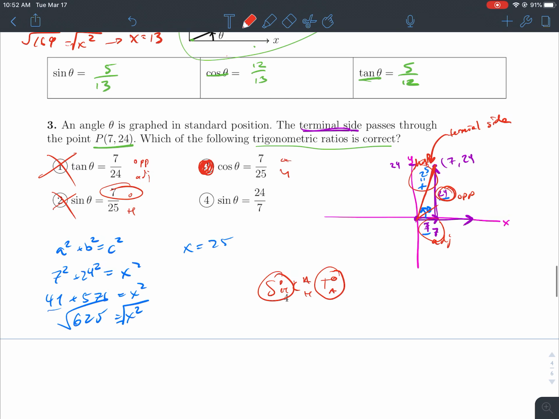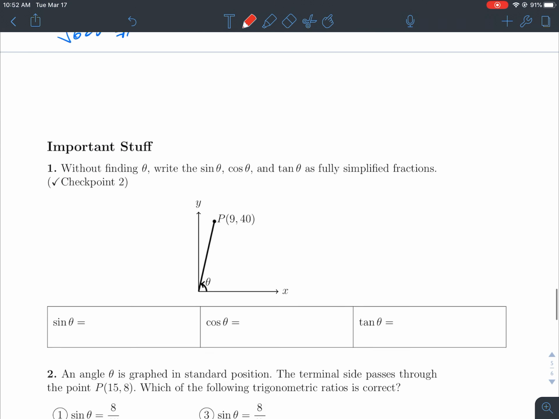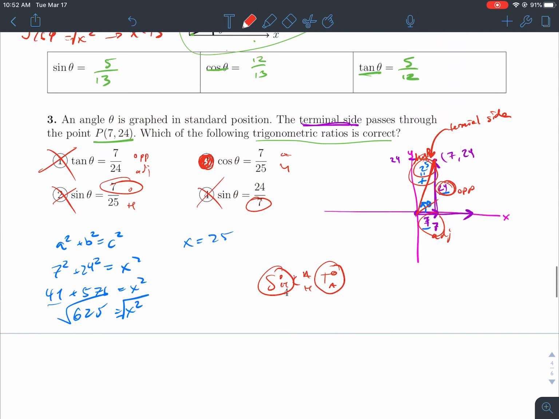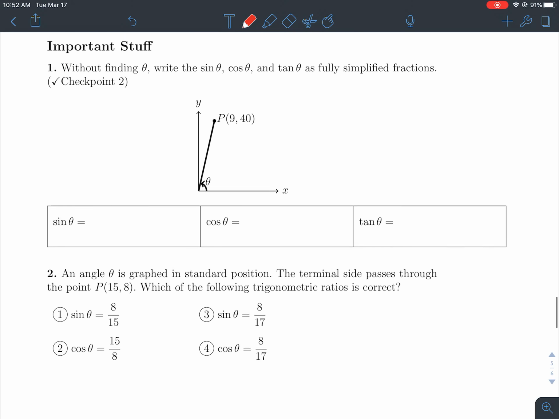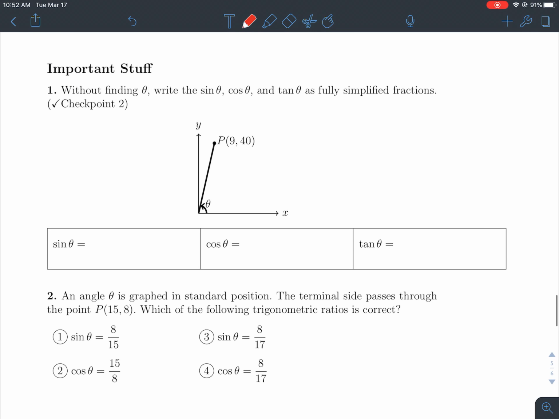But let's see about the last one. Sine of theta is supposed to be opposite over hypotenuse. That's the adjacent, so that doesn't work. Cool. So hopefully this makes a lot of sense. What we're doing here is building right triangles out of our angles in the coordinate plane. So take a look through the important stuff.